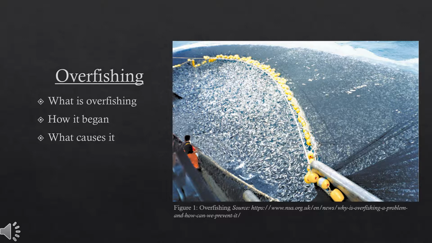Overfishing is the taking of wildlife from the oceans at such a high rate that those species cannot replace themselves. It drains the supply of fish stocks and it causes the food chain to be imbalanced, as well as the decimation of many species. How it began.